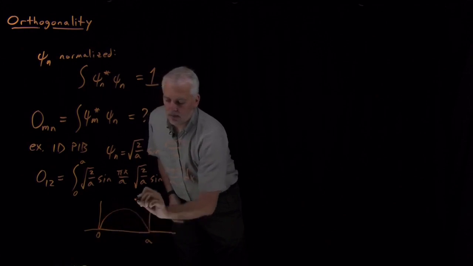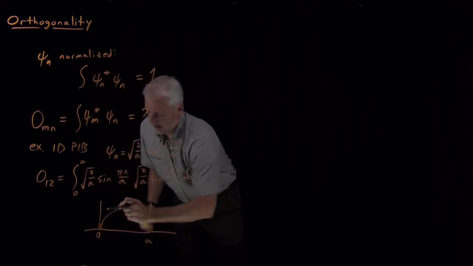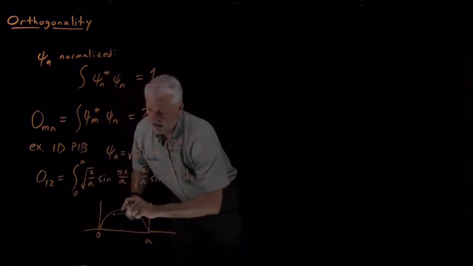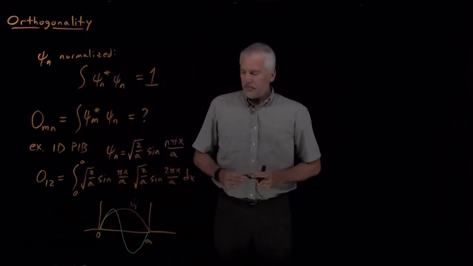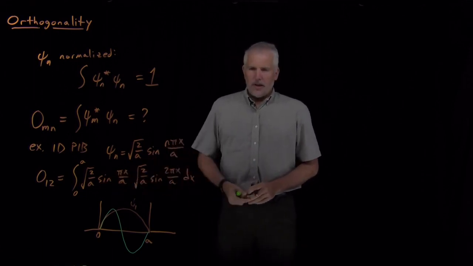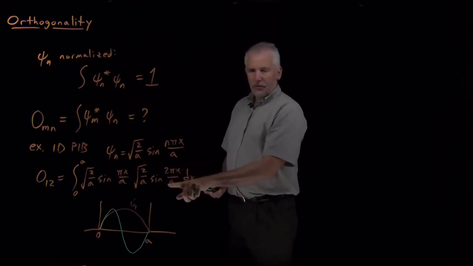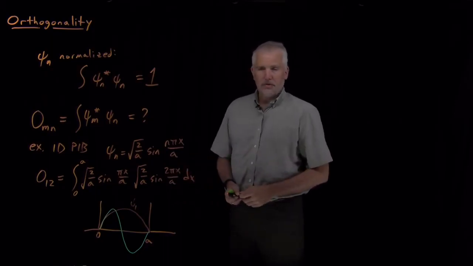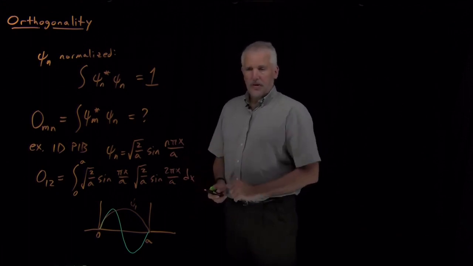So psi sub 1 looks like this. Psi sub 2 looks like this. So we have this integral to evaluate. We could evaluate it formally. The way we'd go about it is probably use the double angle formula to turn the sine of 2 pi x over a into some trig functions of pi x over a. And that would work fine. We could work a little while and get the answer.